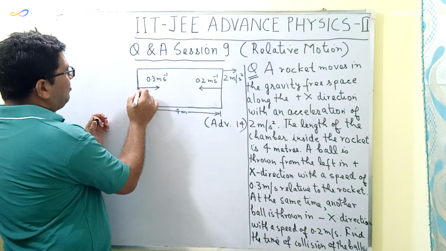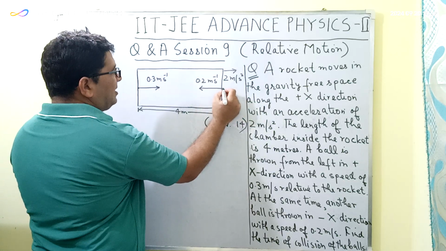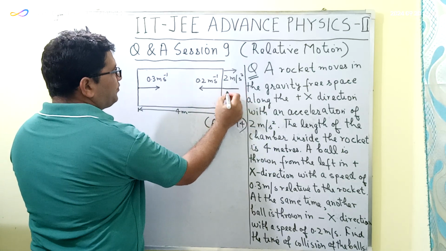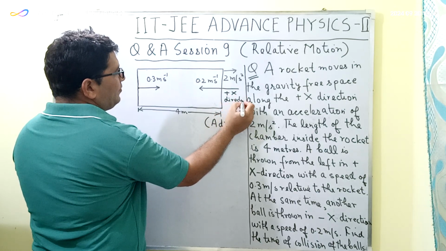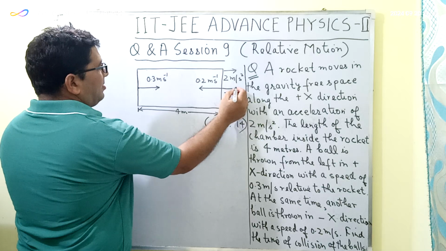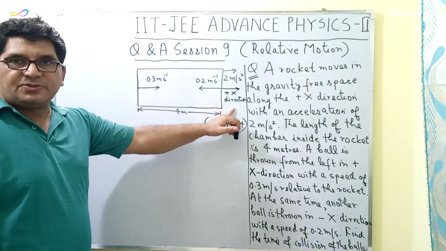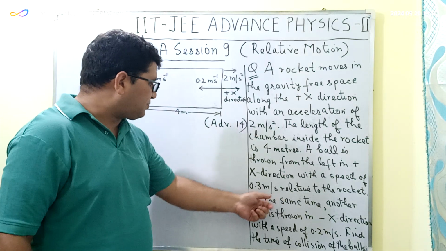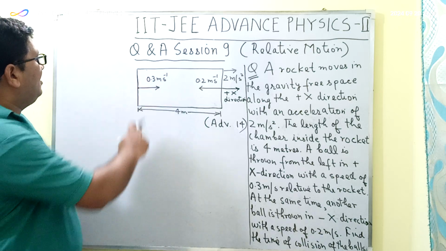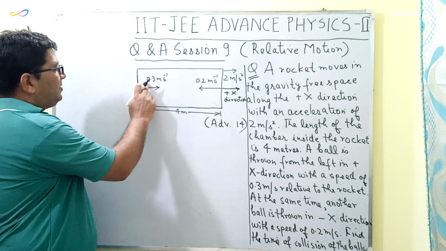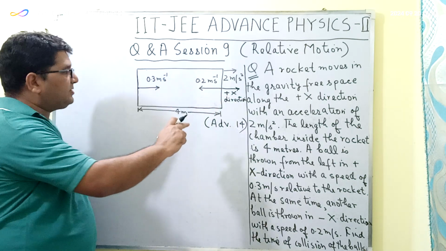A ball is thrown from left to right in the positive x direction with a speed of 0.3 meter per second relative to the rocket, and this is the speed of the ball which is thrown from left to right in the positive x direction.